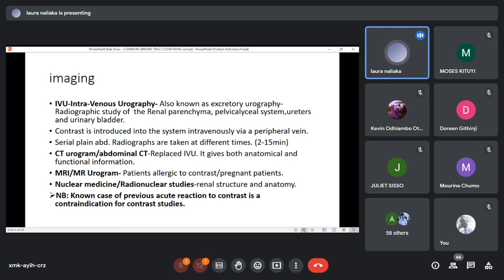MR urogram is rarely done, because CT urogram will have sorted the issue. It's commonly given to patients who are allergic to contrast and they actually need to have their kidney function evaluated. You will do an MR urogram, or for pregnant patients who have the same issue, maybe renal function is altered. You'd want to see how their kidneys are functioning, you'll do an MR urogram. Contraindication, of course, to CT urogram is any known case of previous acute reaction to contrast. You will not give IV contrast, whether it's IVU or CT urogram.